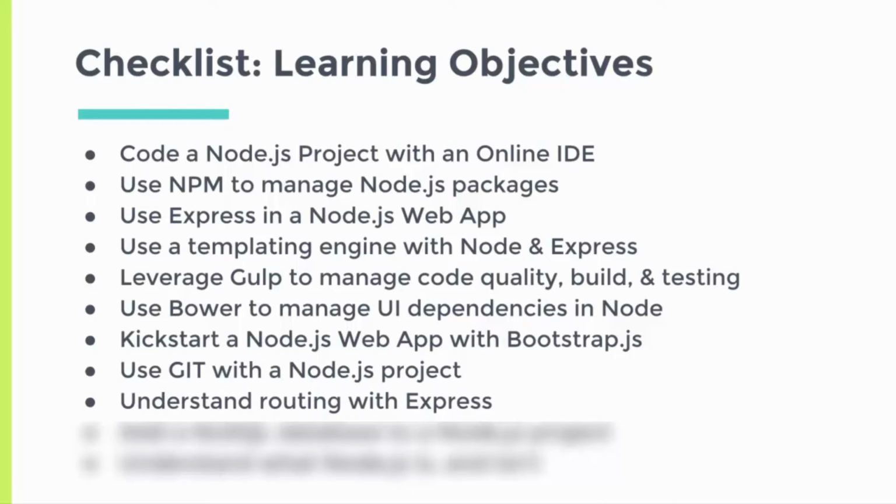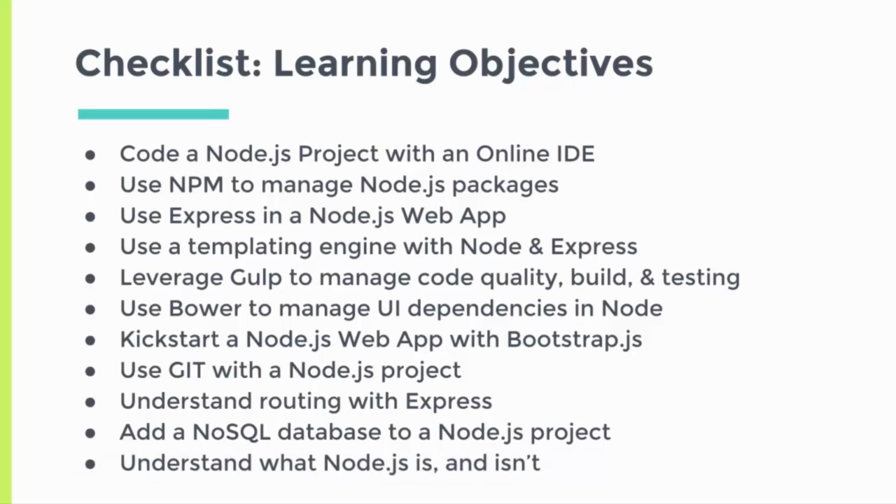Understand routing with Express. Routing is a very, very important part of making a web app work properly, and Express does it very well. We'll learn how to use Express to get our routing set up appropriately. Add a NoSQL database to a Node.js project. We will do that. We'll add MongoDB, and we'll have all of our data come from MongoDB pass through to our web pages.